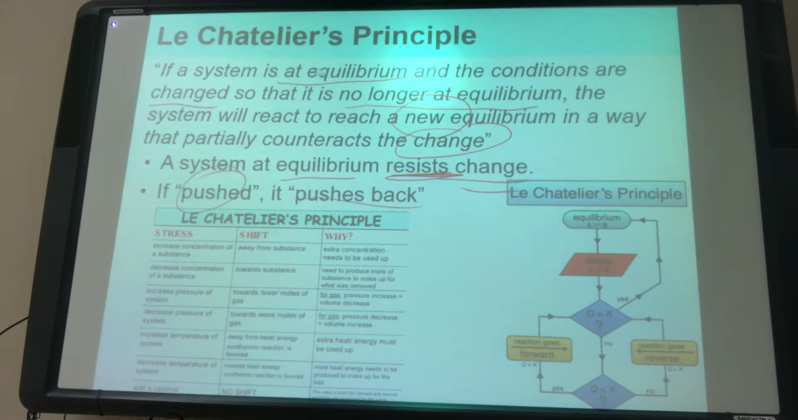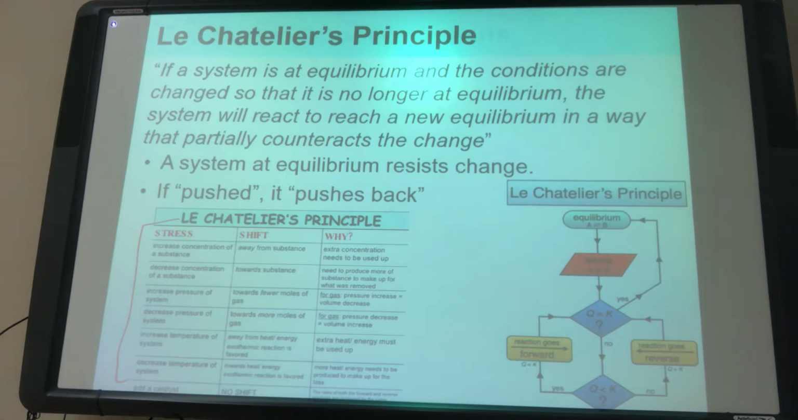So we're going to get the idea of, if pushed, it's going to push back. There's a bunch of different things that I can do to the reaction that's going to cause a shift one way or another, and maybe no shift at all. These are called stressors, and we're going to talk about each one of these. This is a little summary chart of all the stressors. I can apply a stress to the system, and it's going to cause a shift, either to the products, to the reactants, or maybe no shift at all. All right, so let's look at the first one.